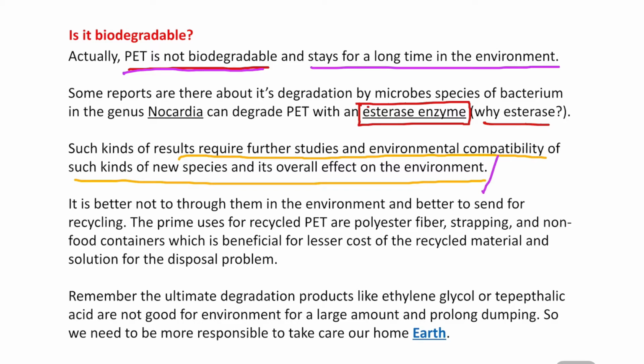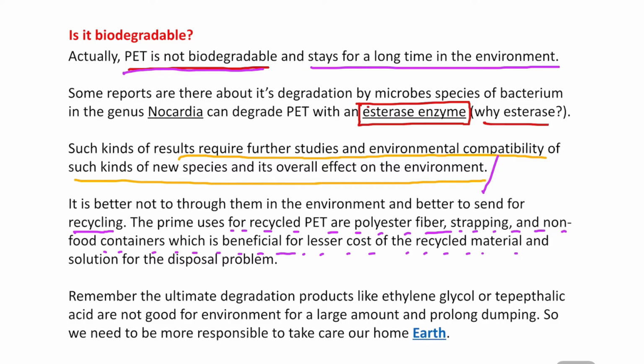Now, it is better not to throw them into the environment, or better to send them for recycling. The prime use for PET is polyester fiber, strapping, non-food containers, which is beneficial for lesser cost, and recycled material is a solution for the disposal problem. What do I mean by the statement? Actually, it means that whatever PET is recycled, those are produced for low grade material preparation, and those could be used for other purposes, but please don't use for food application, because when we are recycling, we are not taking a pure thing. For example, a damaged thing having some dirt, etc., that is recycled, so that may not be healthy for eating purposes, but could be useful for other purposes.